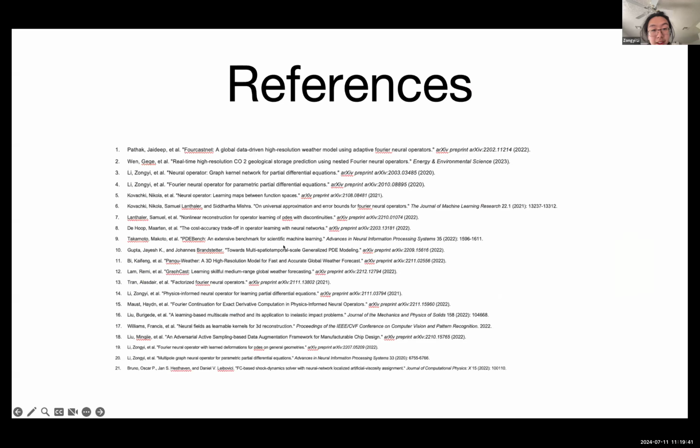So for the questions, there's a question by Chen Yang: do you have preprints for this work? We haven't put this work on arXiv, but it should be out very soon.